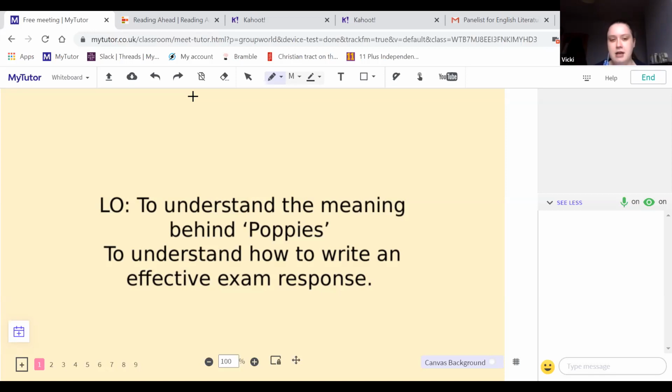Right, so let's get going then. Understanding the meaning behind Poppies is the main objective, and understanding what an effective exam response is, which is what we've been gearing up to do for quite a while now.